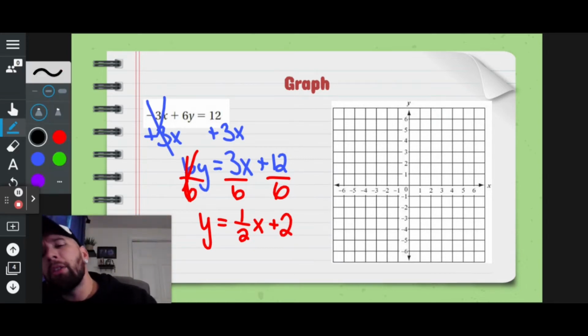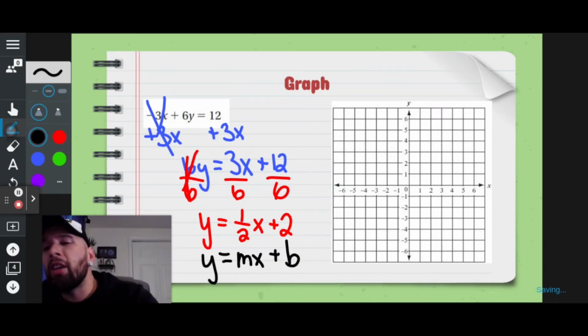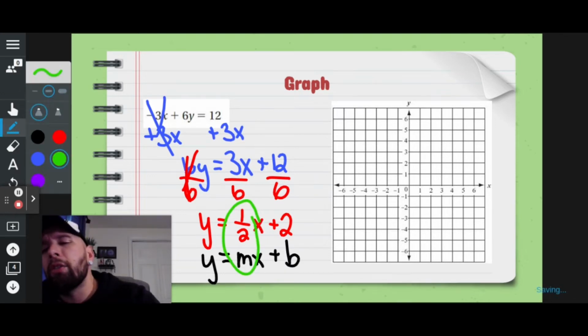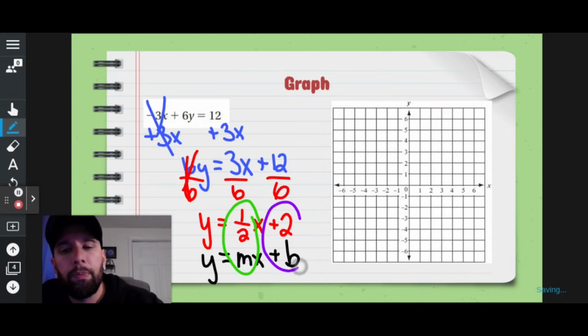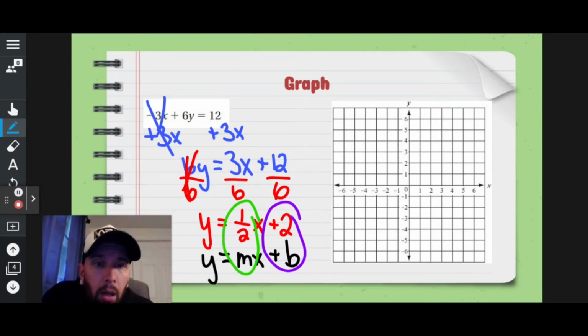I can now compare this to slope-intercept form, which is y equals mx plus b. I don't know if I wrote this out in the last problem. I probably didn't because I wrote it out 3 times in the problem before. But what this tells me is that my slope is 1/2 and my y-intercept is a positive 2. So the y-intercept gives me a starting point. And that starting point is positive 2 on the y-axis.